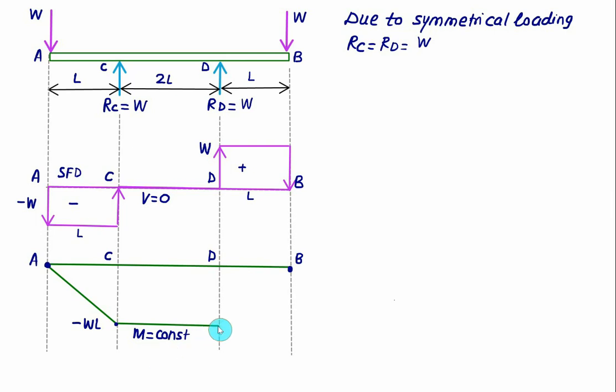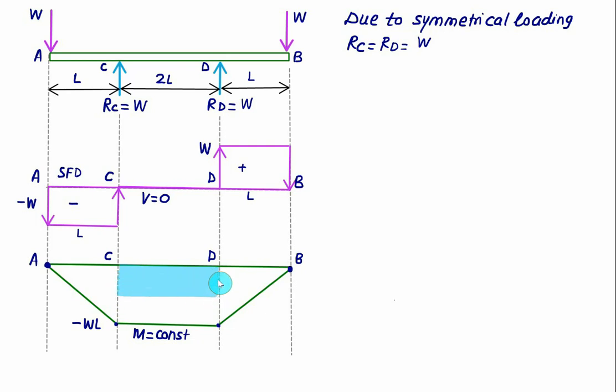So this value is equal to minus WL, and the area of the rectangle between D and B is W into L, which is positive. Minus W into L plus W into L, so finally we end at 0. So in this region under C to D, the shear force is equal to 0 and the bending moment remains constant.